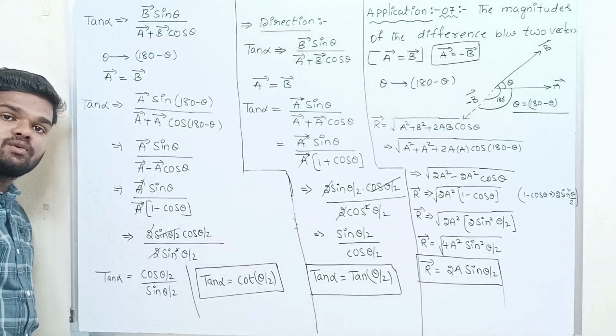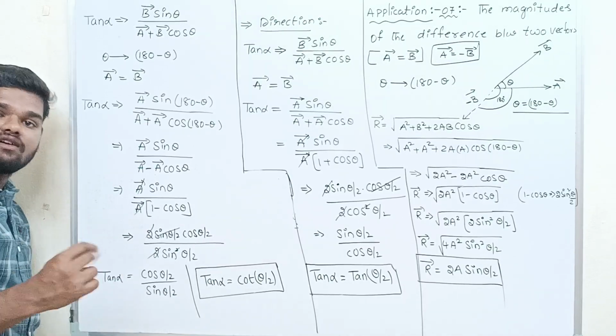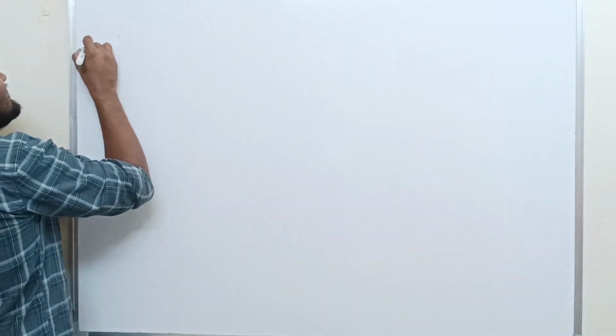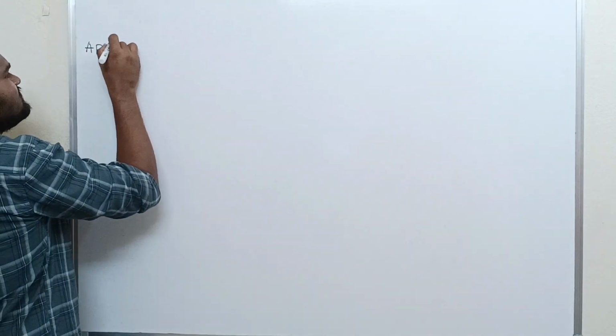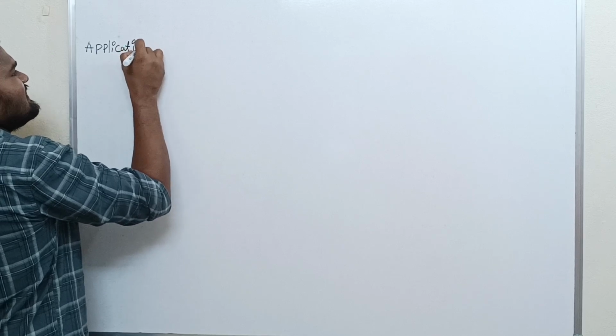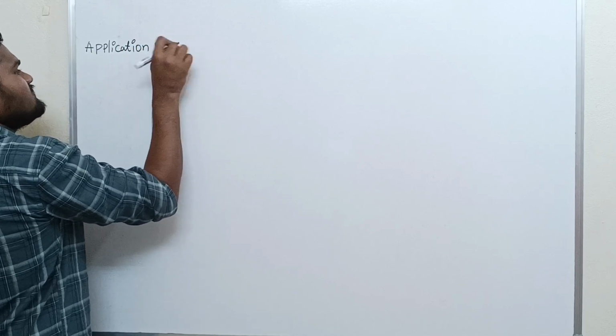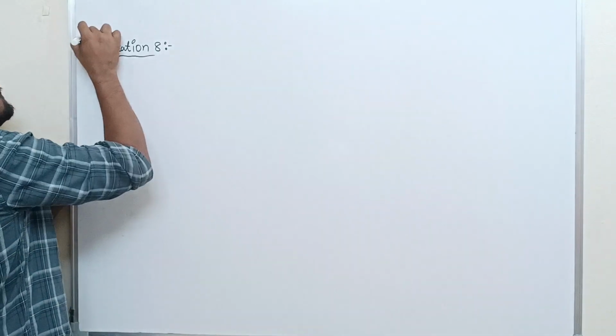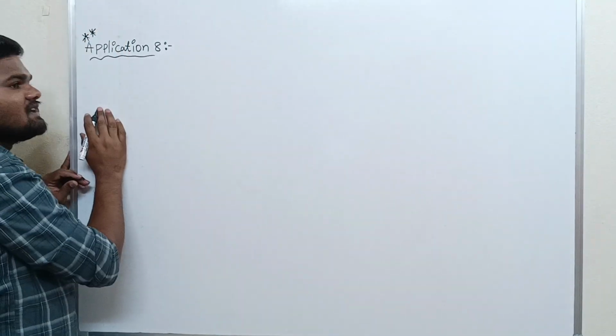3, 2, 1, go. Right. So let us see the application number 8. Please practice, you will get all these things. Okay. Application number 8. So formula, important one. We have the problems on this application.